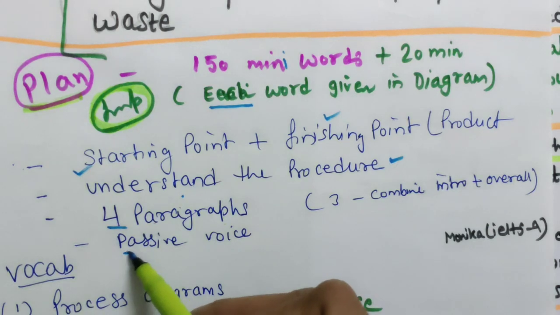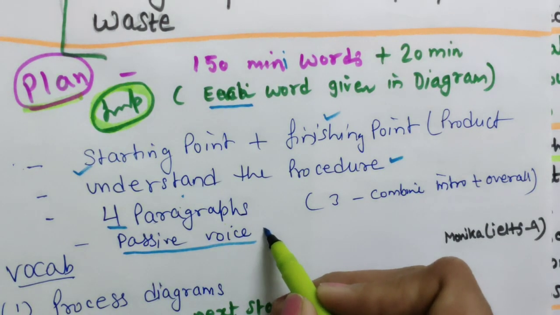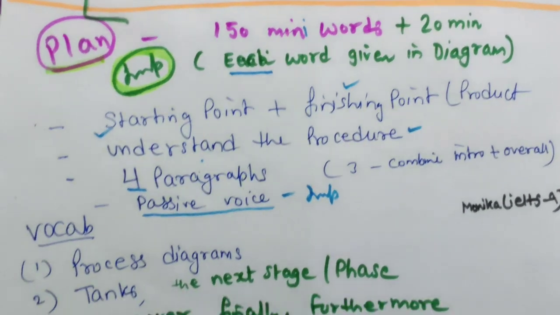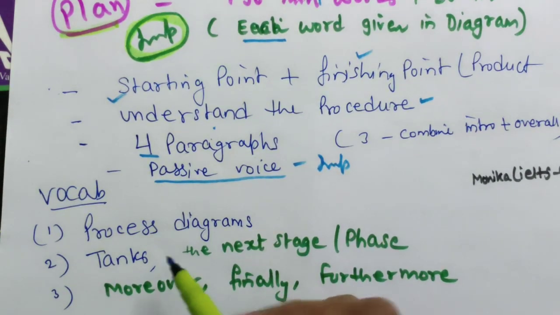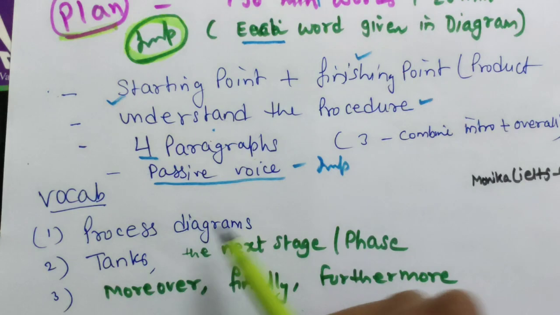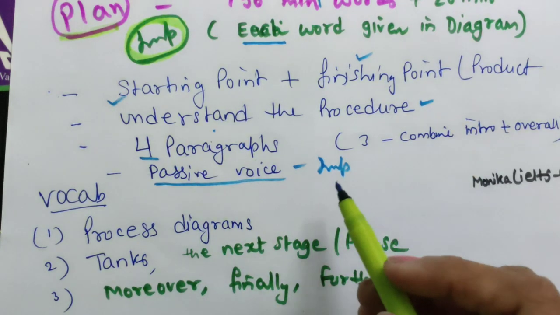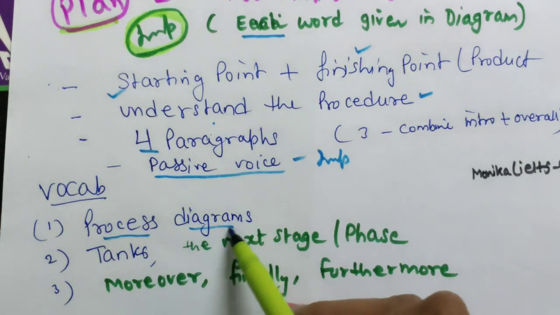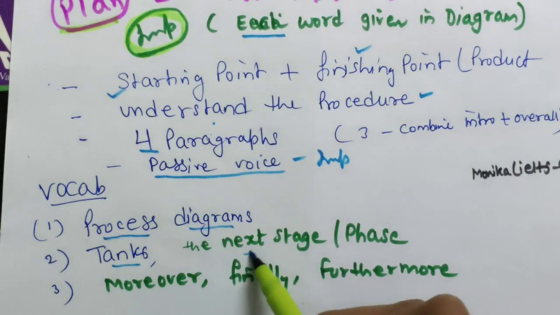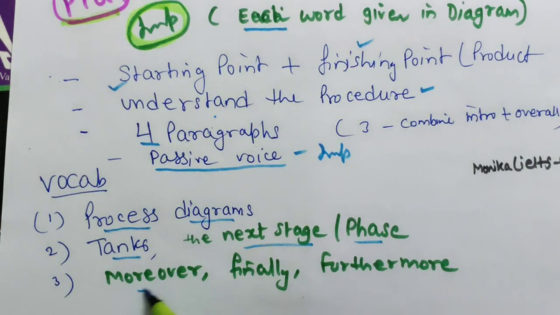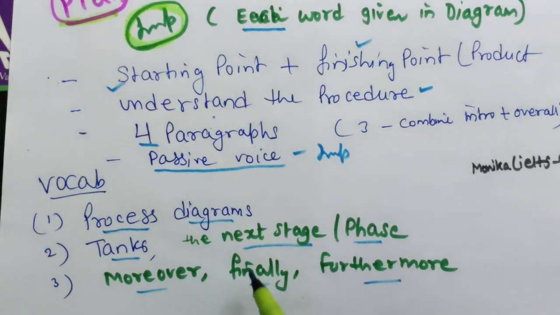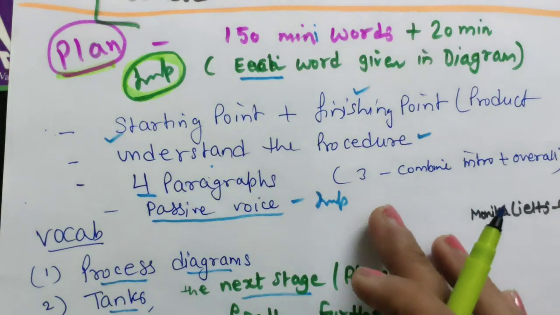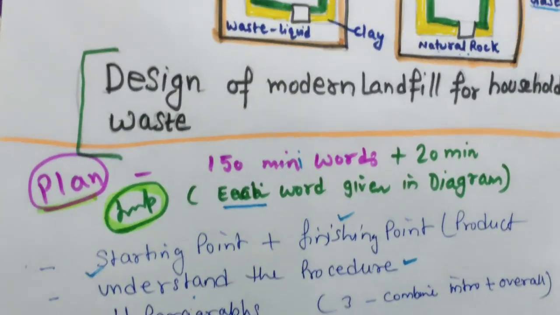Okay, and one important thing, passive voice is really important in a process diagram. So let's see the vocabulary. Basically, we will use all the words that are given in the diagrams, and apart from these process diagram words: then, the next stage, next phase, moreover, finally, furthermore, it is evident from the graph, overall it can be seen from the graph. These words I will show to you in this.